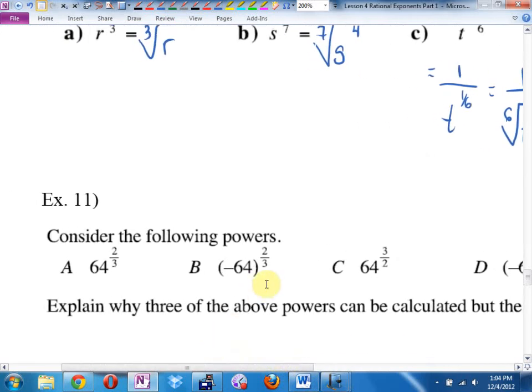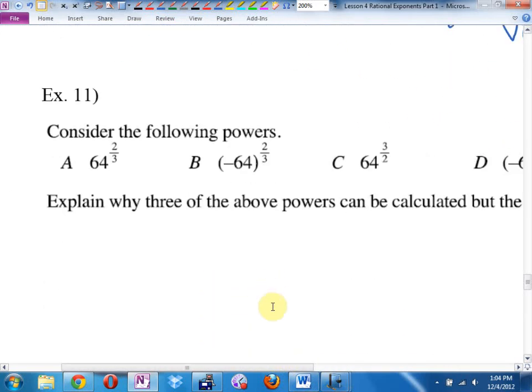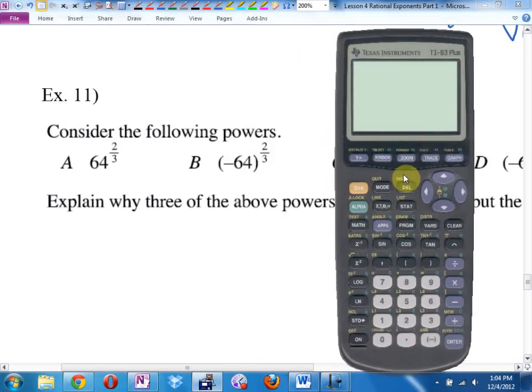Last one, we're done. It says, consider the following powers. Let's go to our calculators. Let's try typing these in. So the first one is going to be 64 to the power of bracket 2 divided by 3, close bracket. When I hit enter, I get an answer. By the way, I heard Brendan say, can't I use 0.666? I would just type as your fraction 2 divided by 3 as your exponent, because otherwise you're rounding off using decimals, and it's less typing.